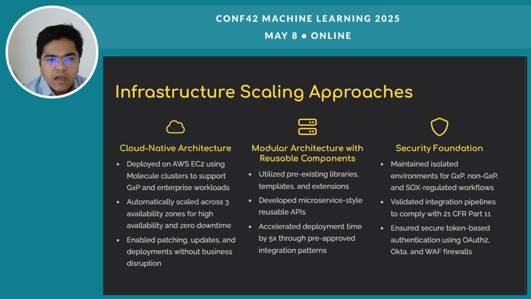This API architecture we developed is cloud native. Everything is on AWS. We scale up using MuleSoft clusters. We set up all the Mule clusters and EC2 instances to support GxP and enterprise workloads. We use a modular architecture with reusable components, building APIs and templates that speed up deployment by 5 times.